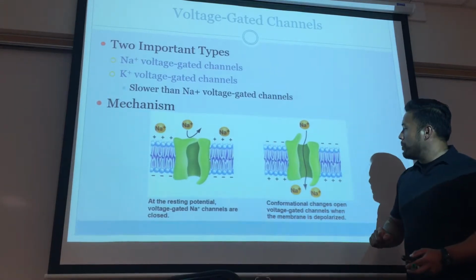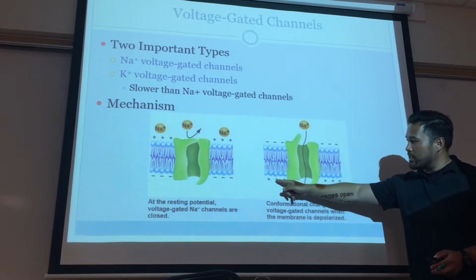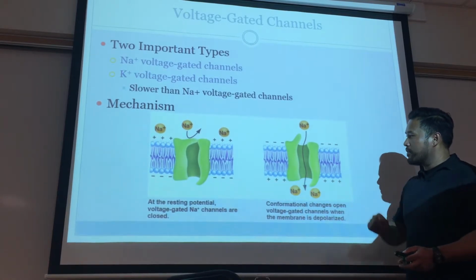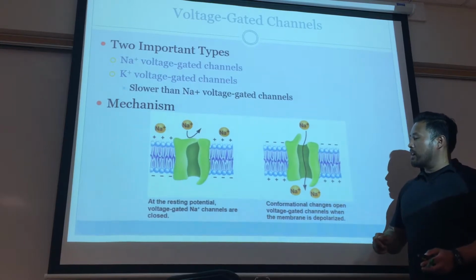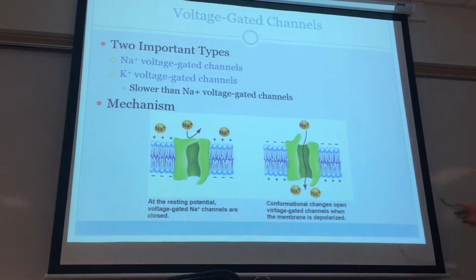Then what opens it up is the change in the voltage. Here you can see it's more positive on the inside. That's going to open up this channel that will allow sodium to rush in, and that gate flips open. Once we reach a certain threshold, it triggers open, and now we get even more sodium rushing in.